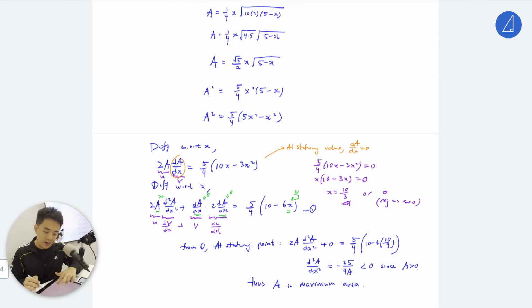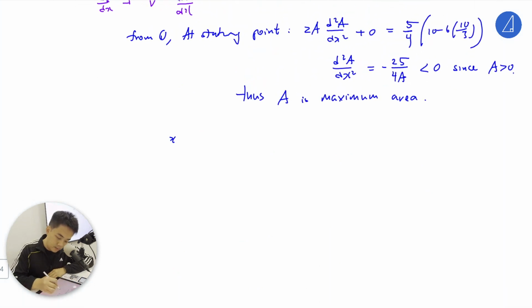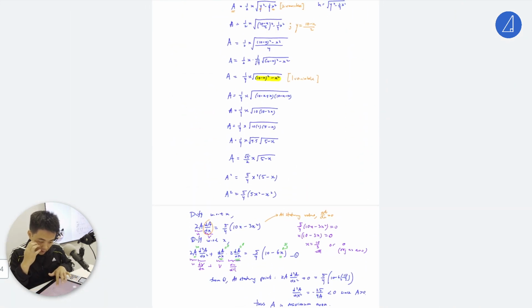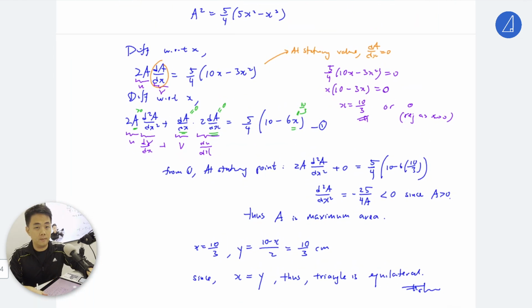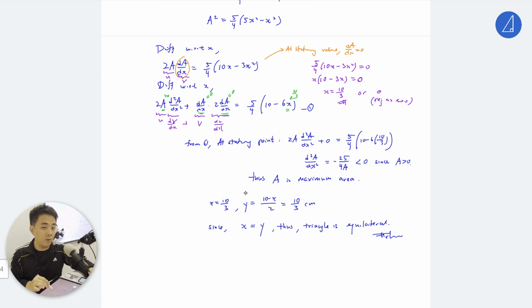So y is (10 minus x) divided by 2. That will also be 10 over 3. Is it? You show that the lengths of x and y are the same, then they're equilateral.